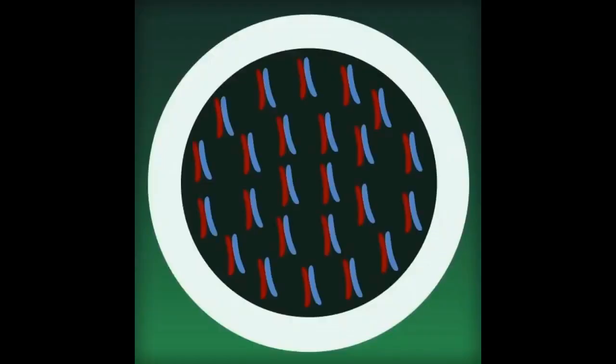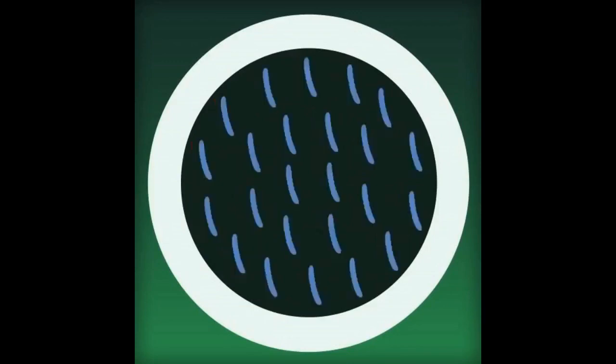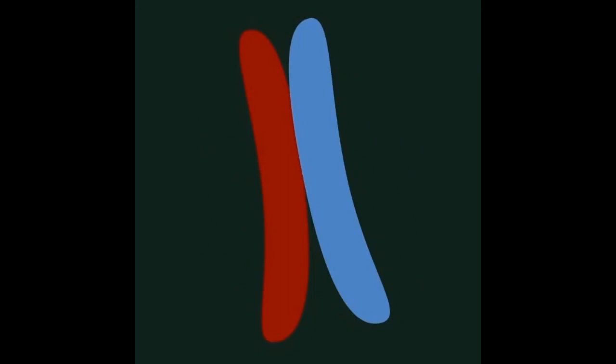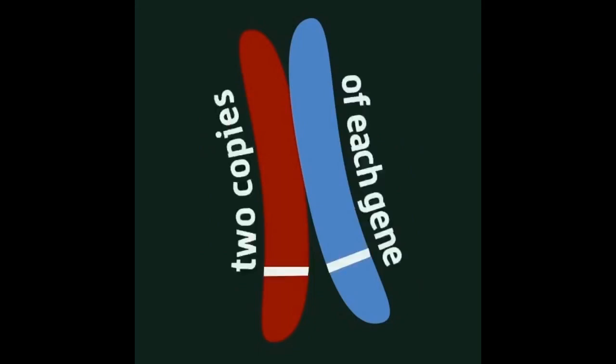Each cell in your body contains 23 pairs of chromosomes, that is, 23 single chromosomes from your mum and 23 single chromosomes from your dad. The matching chromosomes from your parents have matching genes. So you have 2 copies of each gene.